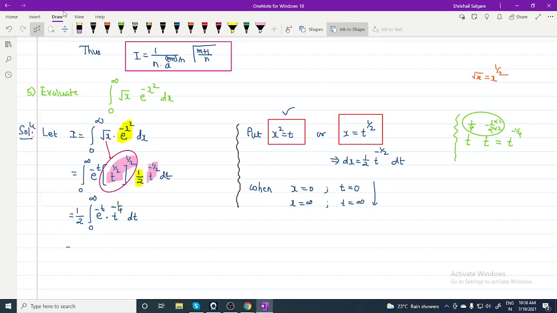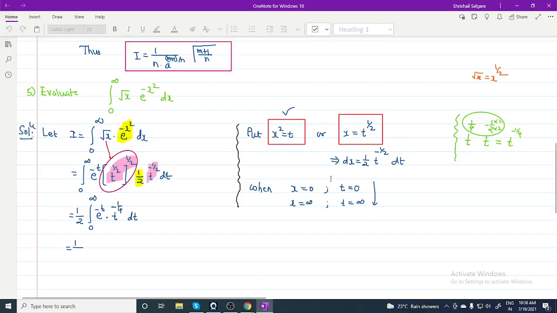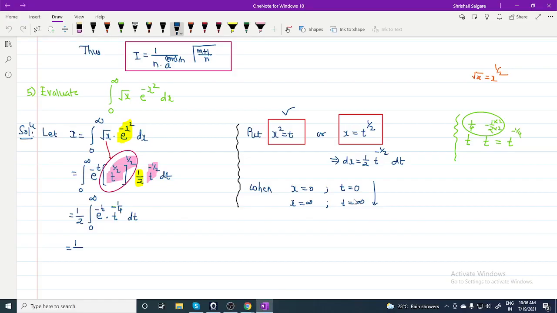Now the next question is open to all. This 1 half I will write outside. Now you can see for the integral, limits are from 0 to infinity, and that kernel also you are having. We have e to the power minus t into t raised to minus 1 by 4. So can I consider this as a gamma function? If yes, what will be the gamma of?